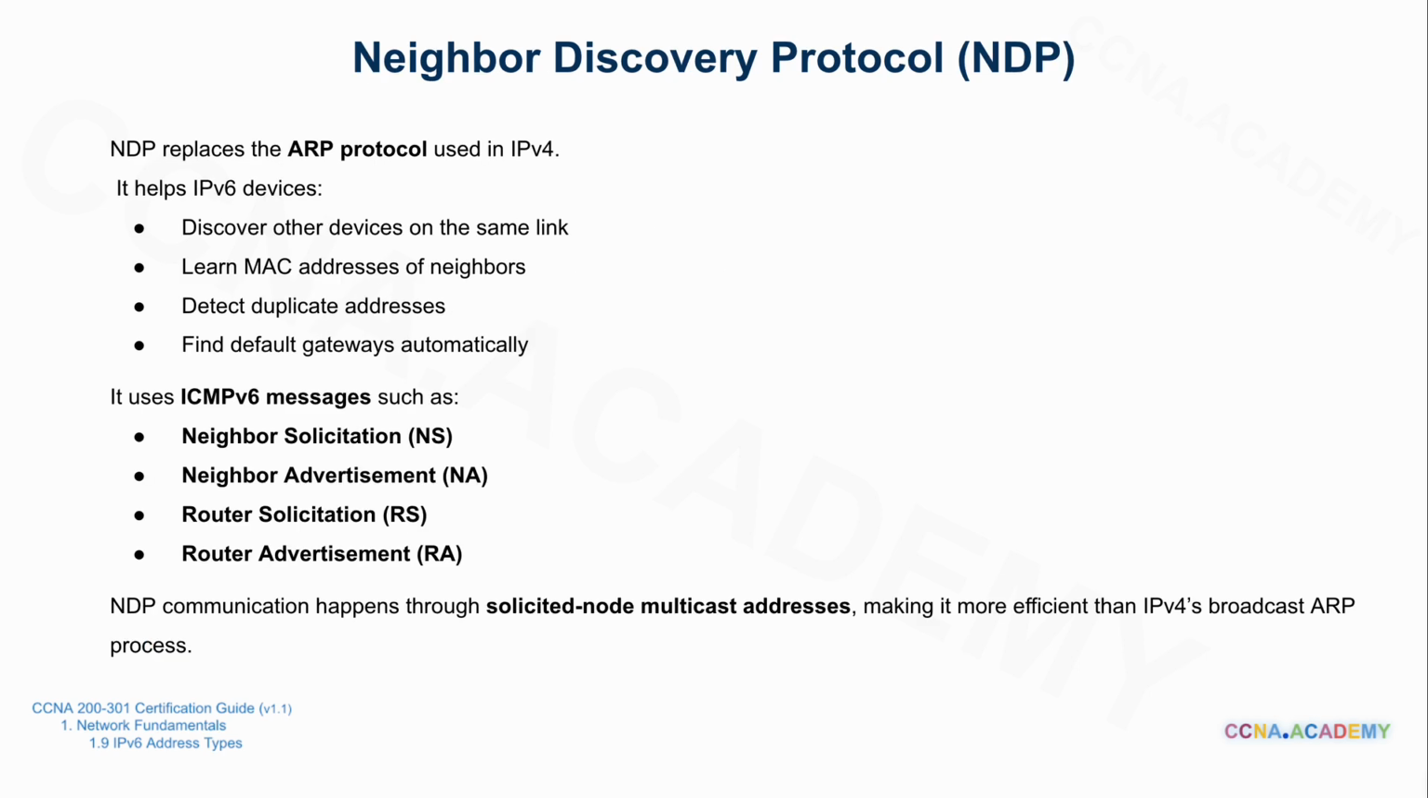Neighbor Discovery Protocol, or NDP, replaces ARP in IPv4. It uses ICMP version 6 messages for discovering other devices, learning MAC addresses, detecting duplicates, and finding default gateways automatically. NDP uses messages such as neighbor solicitation, neighbor advertisement, router solicitation, and router advertisement. All of this happens through multicast instead of broadcast, making IPv6 communication much more efficient.